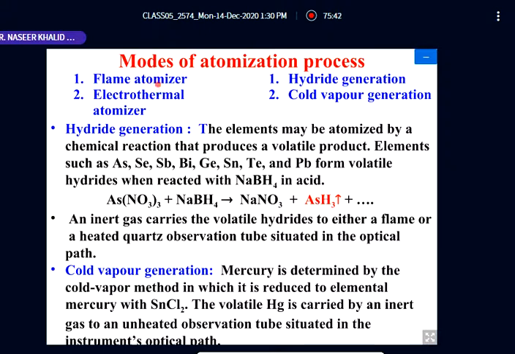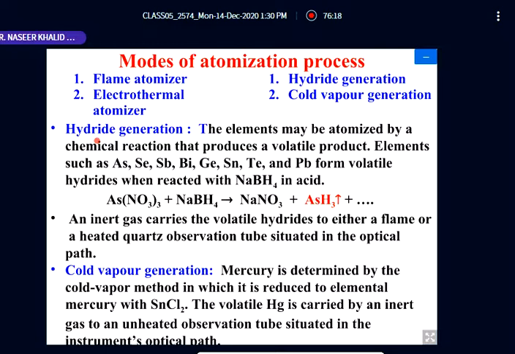For example, we have discussed the flame atomizer. We have discussed the electrothermal atomizer. There is another one, that is hydride generation and cold vapor generation. It means that overall there are four modes of atomization: flame atomization, electrothermal atomization, hydride generation, and cold vapor generation. A few words about the hydride generation and cold vapor generation techniques.